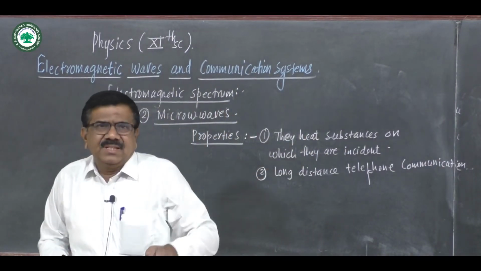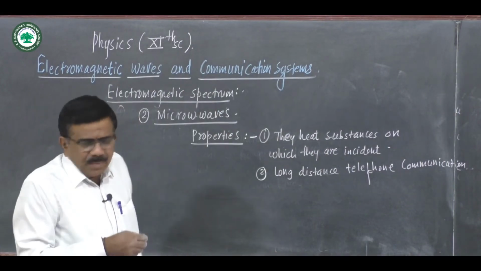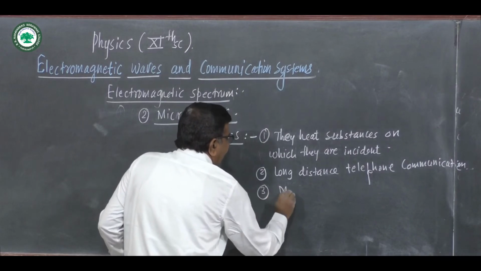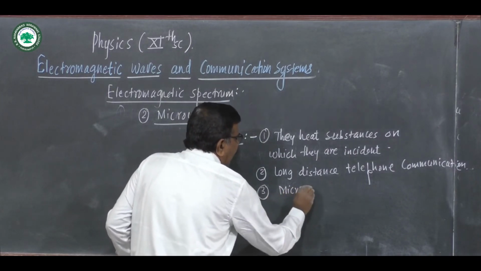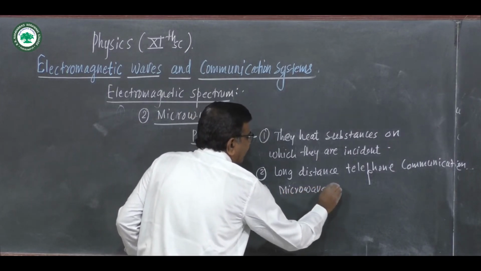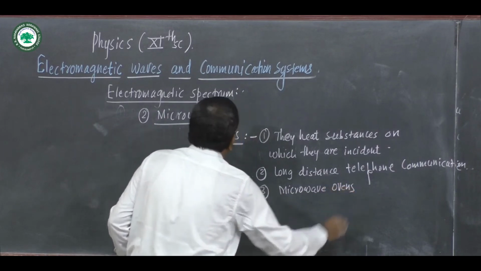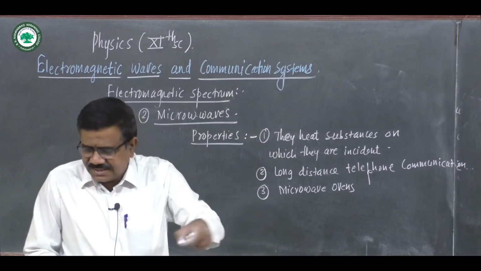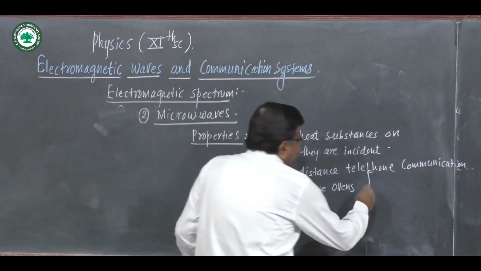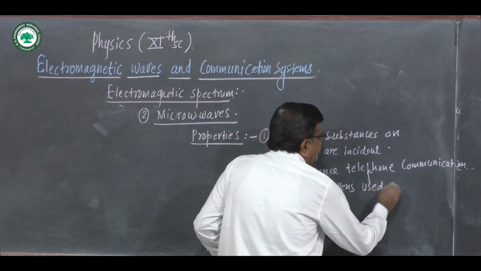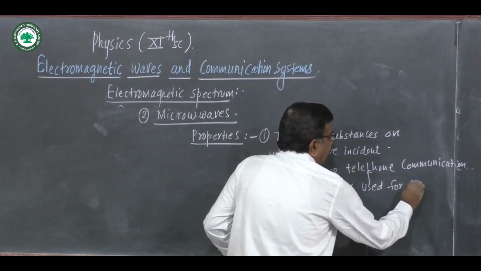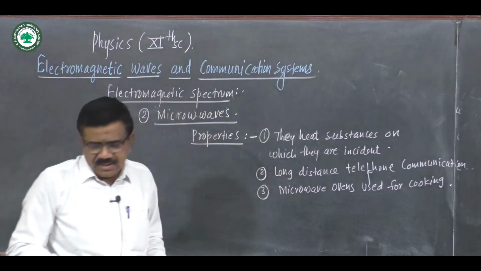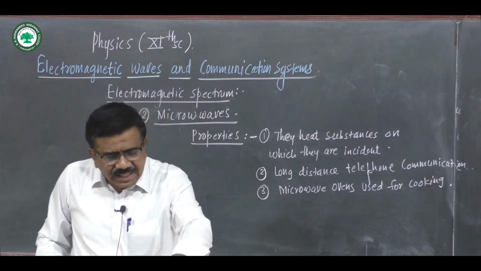One main use we know: we use microwave ovens. In microwave ovens, these microwaves are used, and these microwave ovens we use for cooking.